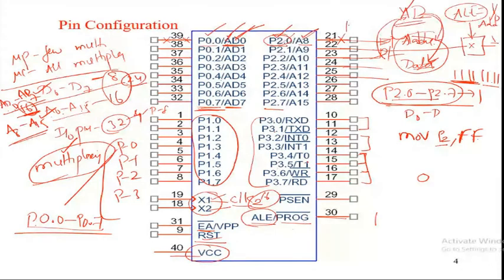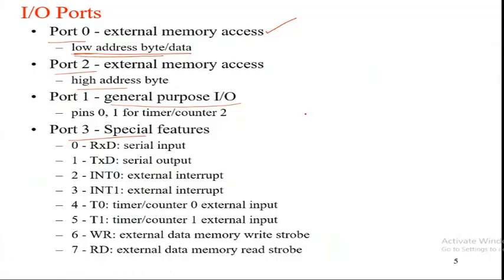Suppose if timer activate cheyalanu, so a pin ద్వారా activate chestante 14th pin. Suppose if I am going to use all the data lines, so which port I am going to use? The port 0, and what are the pins I am going to use? 32 to 39. So these are about the pin configuration of 8051 microcontroller.